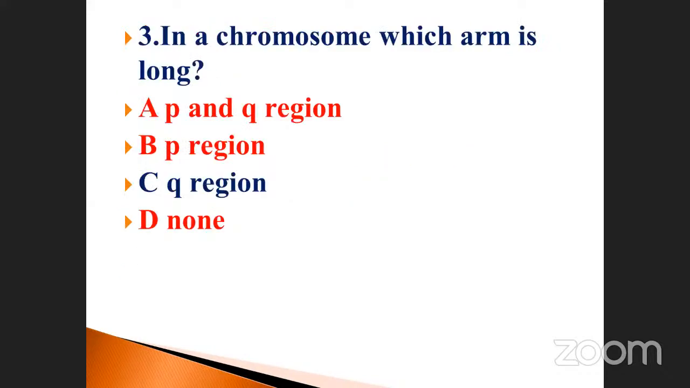Go to the next one. In a chromosome, which arm is long? Which one is long? P, Q, and region. Yeah, very good. P and Q is not the answer, because both are present in it. The P region is the upper part and the Q region is the lower part. So the Q region is the longest one. It's a simple question, directly asked.